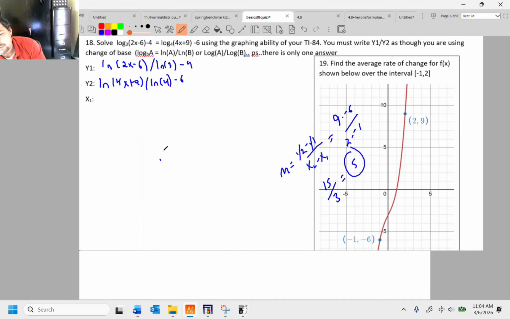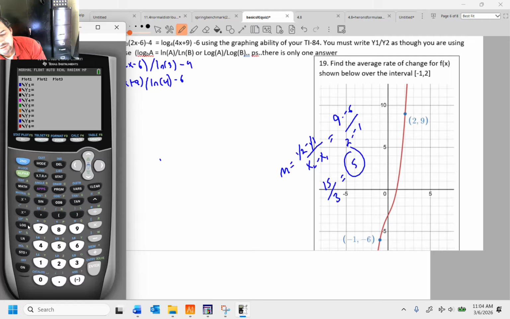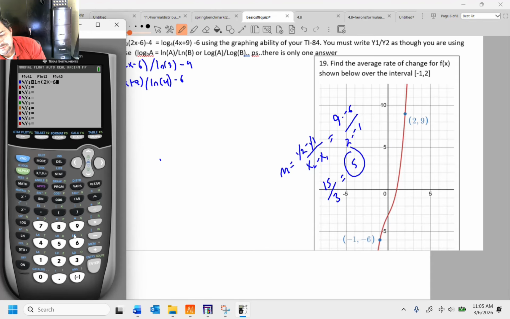Let's see here. 3. I got ln(2x − 6). She is sitting pretty over the natural log of 3. You can use the log key too, and nothing wrong with it. Take away 4 on that one. The other guy is ln(4x + 9). She is sitting over the natural log of 4. And then I take away 6.